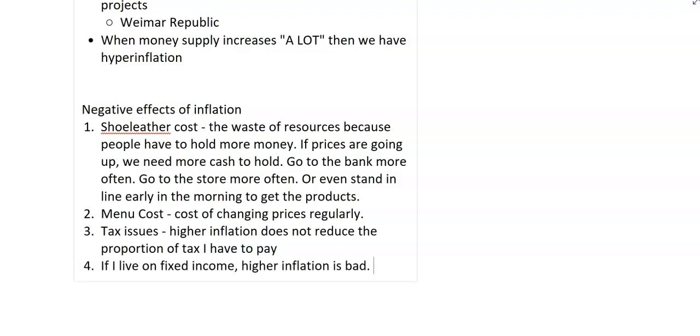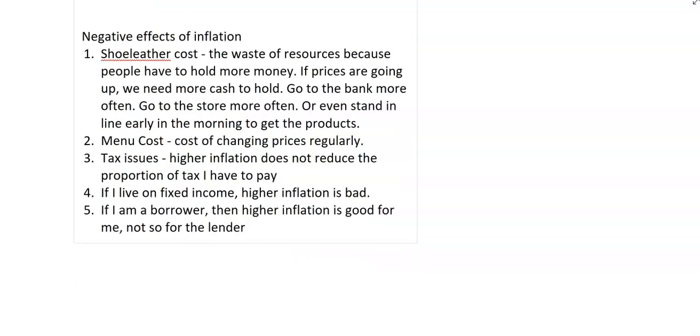So if I live on a fixed income, then higher inflation is bad for me. If I'm a retired person and I get a certain amount of income every year, and prices go up, then I cannot maintain my standard of living. And so effectively, I'm getting poorer. So those do have an impact on a large proportion of people. If I'm a borrower, then higher inflation is good for me, but not for the lender.